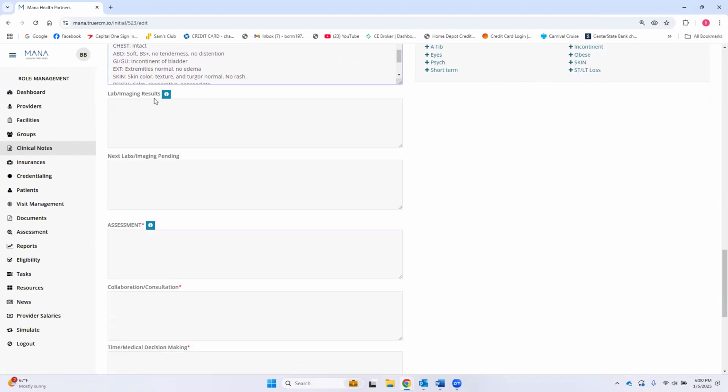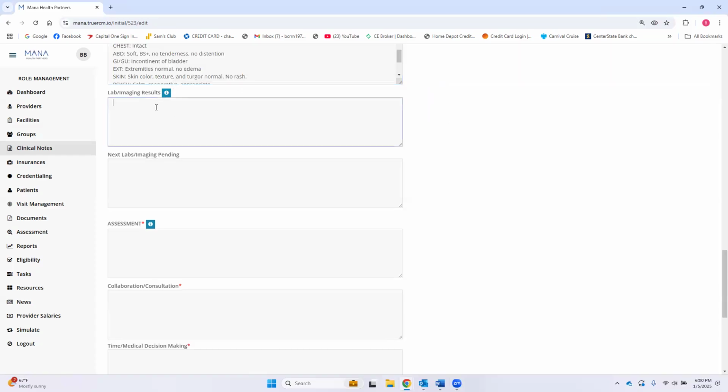Lab imaging, you can see that there is no red asterisk, but there is an information box stating that you're going to write the date of service and each lab reviewed. So if you're reviewing labs from 1/1/2025 and the labs are a CBC, CMP, and a TSH, then we're going to identify them here. Any labs that you want to order, you can write here.